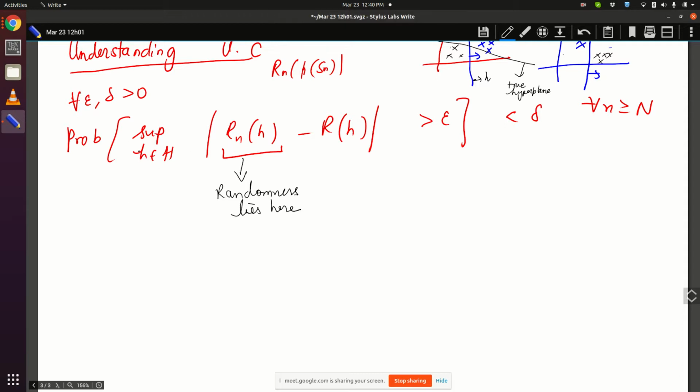So now let us try to understand this even more. My claim is, I want you to prove this right here itself. This implies the weak law. Can you prove this? If this uniform convergence happens, the weak law is true. How do you prove it?